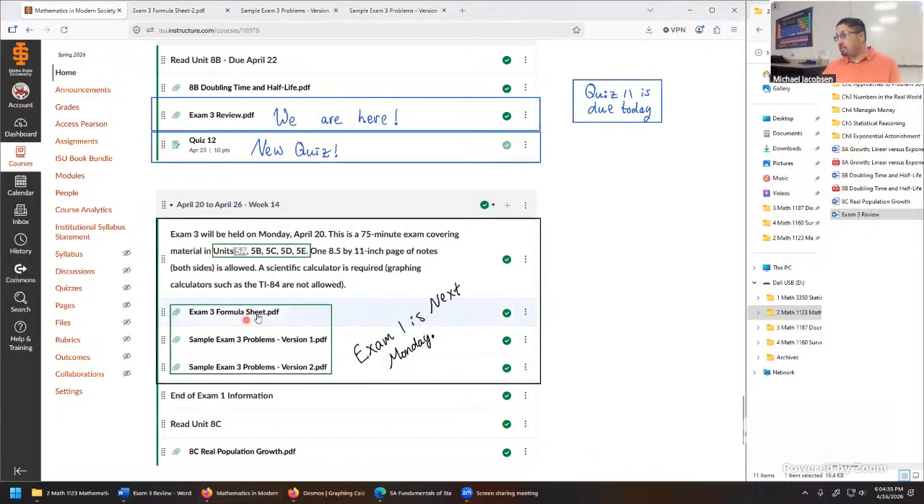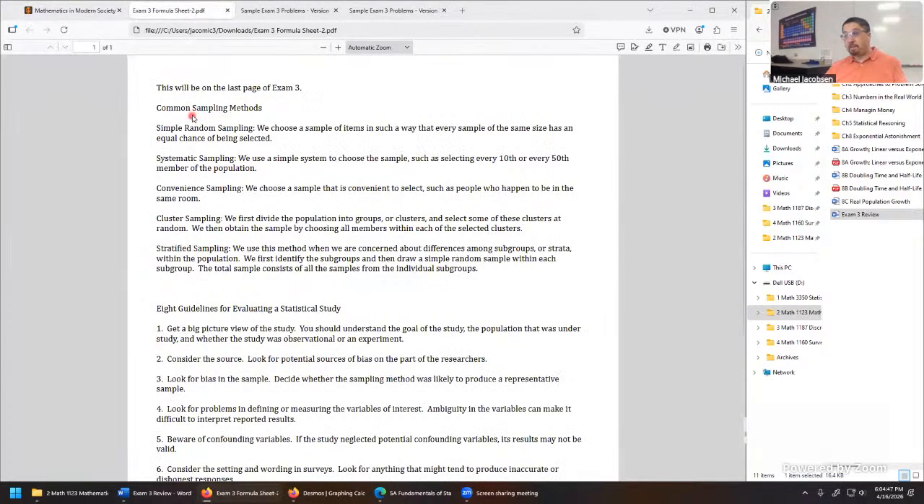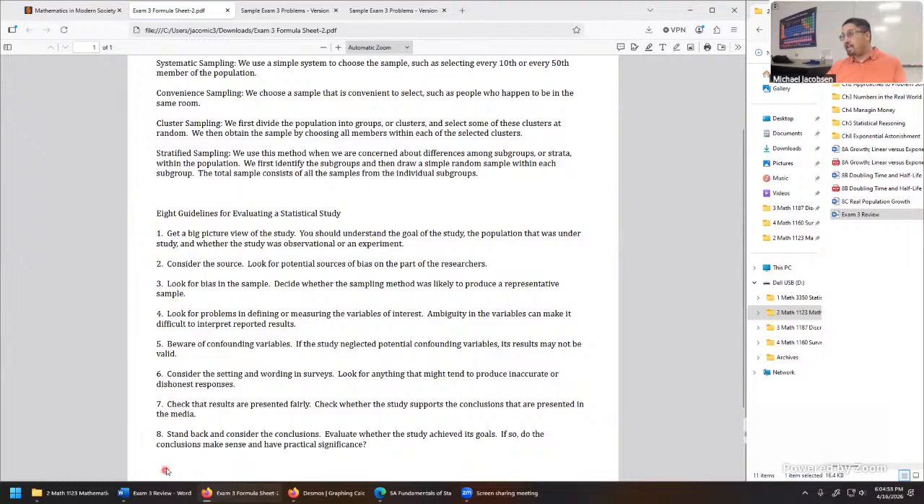Just like the other exams, this is provided on the real exam 3. So when you go to write out your page of notes of this size, front and back, with anything you'd like on it, a good idea is to make sure you look at this page first. This was some of the definitions. This is a problem that we were highlighting, determining a sampling method. These are the 8 guidelines for evaluating a statistical study.